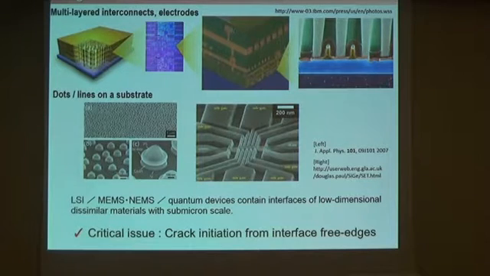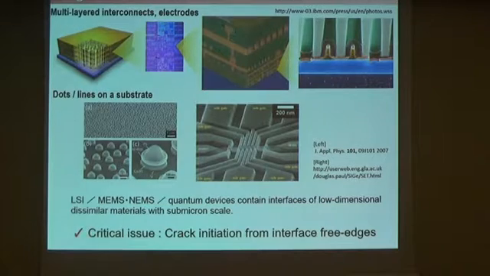Because of the elastic mismatch between different materials, severe stress concentration occurs particularly at free edges. As you can see, this air gap interconnect has free edges even inside the device structure. So it is important to evaluate the fracture initiation or fracture nucleation strength of these small components.